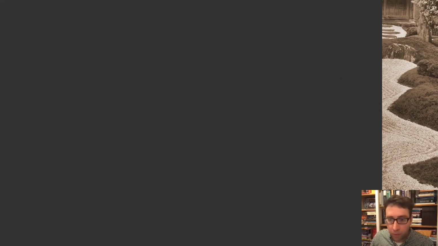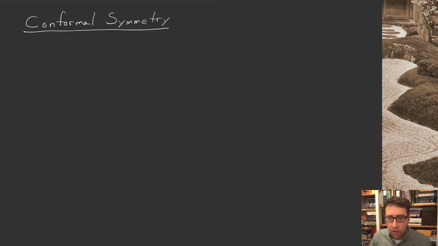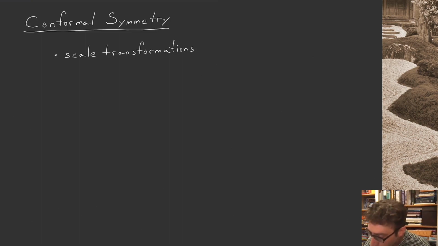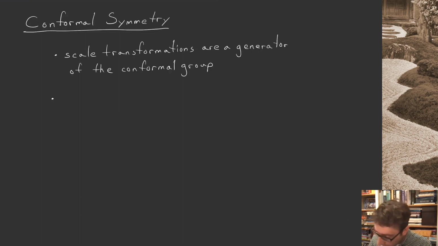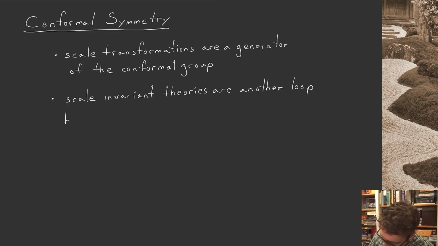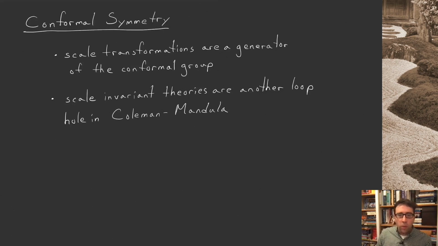So, conformal symmetry. We'll see shortly that scale transformations, which change your notion of distance in a physical theory, are a generator of the conformal group. And these scale invariant theories are another loophole. They're another loophole in the Coleman-Mandula Theorem. So why do I say that?